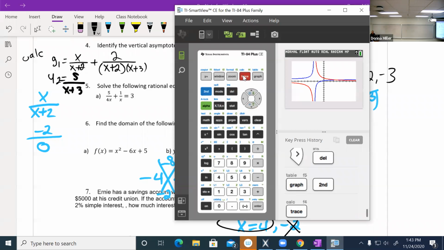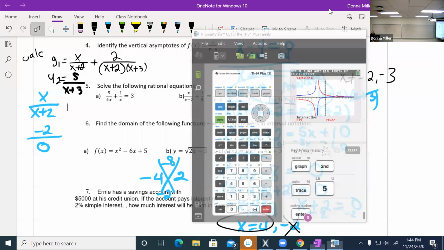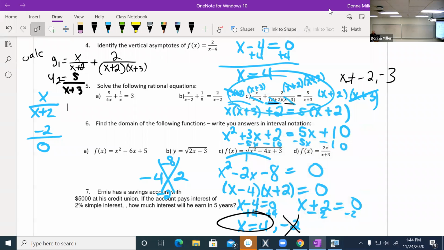I hit second, trace, intersect, which is number 5. Press enter 3 times. And there it is. I get x equals 4, which is what I got from my algebra, right? So the graphing calculator, you can solve any equation this way. Plug one side in y1, one side in y2, and find the intersection. All right. So remember that any equation can be done that way. All right. Is that okay?